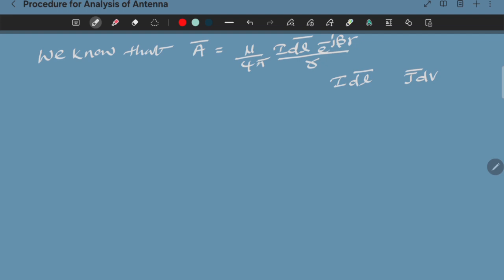That depends upon what type of current distribution is there in the conductor. Because we are working for the Hertzian dipole antenna, its length is very small, so we will take this I dl instead of J dV. We know that mu by 4 pi is coming in the magnetic fields, similar to 1 by 4 pi epsilon in the electric fields. And the potentials are inversely related to the distance. Potentials are directly proportional to the source I dl.